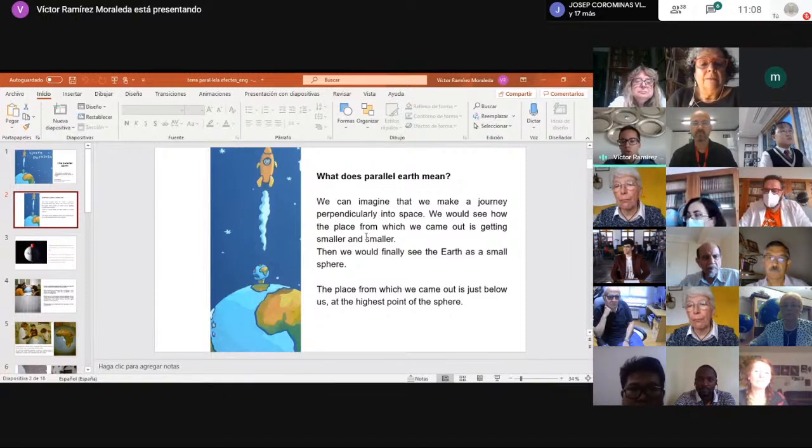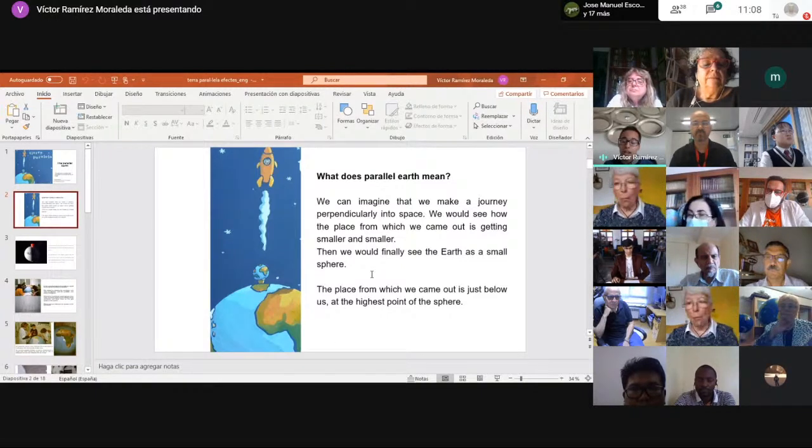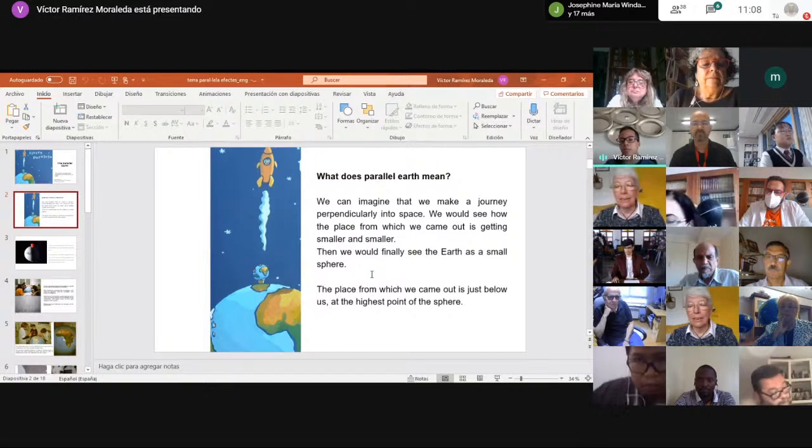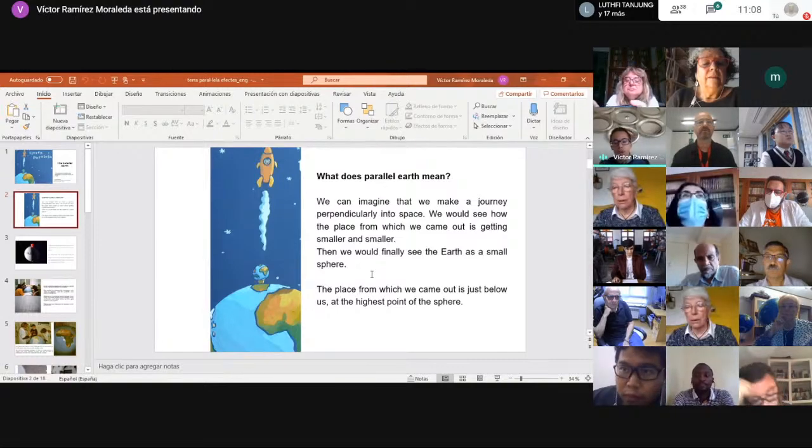Okay, so we start explaining the Earth Parallel like a journey that we make in a perpendicular way into space, until there is a point where we finally see the Earth as a small sphere.